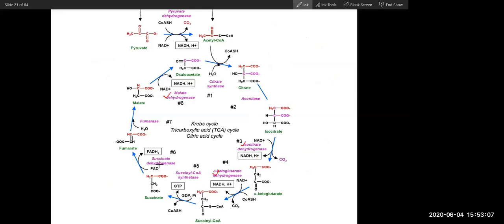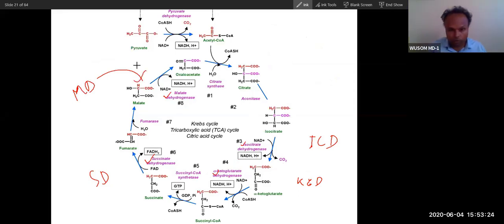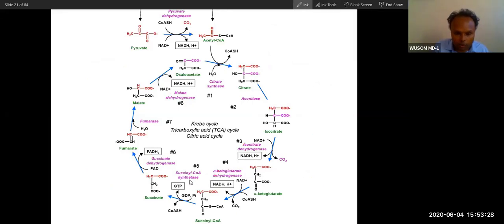So did you understand these dehydrogenase steps? Yes. The 4 dehydrogenases: MD, SD, ICD, KGD; that is, isocitrate dehydrogenase, keto glutarate dehydrogenase, succinate dehydrogenase, and malate dehydrogenase. Four steps, four dehydrogenases. Now one more important step is there. You can see this step.